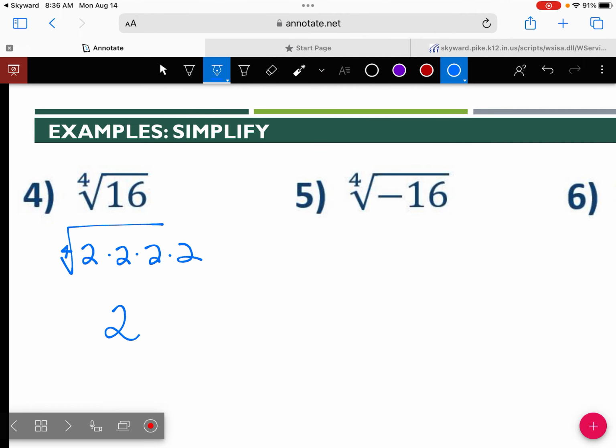Now for the negative, so these are two totally different answers. Whenever you see a negative, I want you to break it apart to the fourth root of negative 1 times the fourth root of 16. Remember, if this is even, it can't simplify. So this is going to stay like this. And we already know that the fourth root of 16 is 2. So my answer is going to be 2 times the fourth root of negative 1.